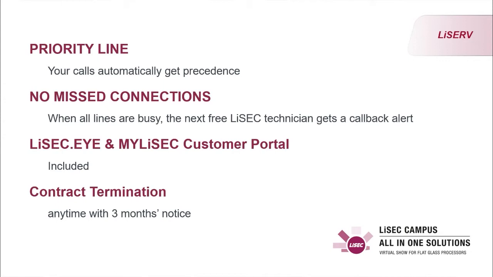So what do we get with this LiSERV package? First of all, you get a priority line. That means when you have a problem on site with your machinery, you have your special phone number, not our regular support number, where you get priority in the phone calls. When you call in, you will overtake all regular phone calls to be served way quicker.